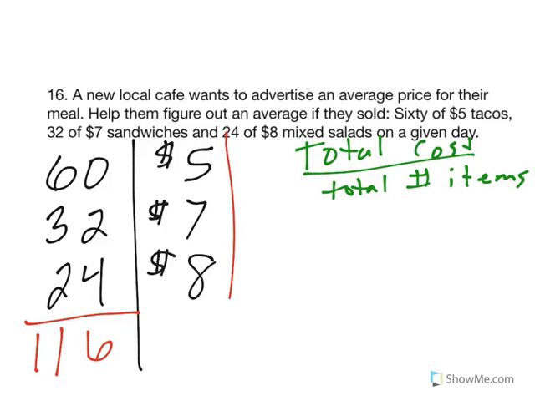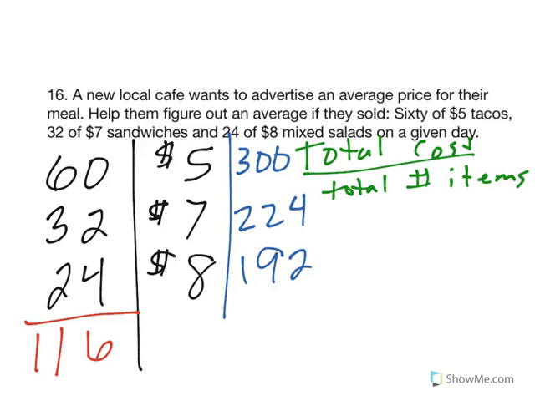So I'm going to make a third column, and I don't want it to be red. I want it to be blue. And I'm going to multiply. If I sold 60 tacos and they were $5 a piece, right, I had $300 worth of tacos. And if I sold 32 $7 sandwiches, that's $224 worth of sandwiches. And if I sold 24 salads at $8 a piece, that's $192 in salads.